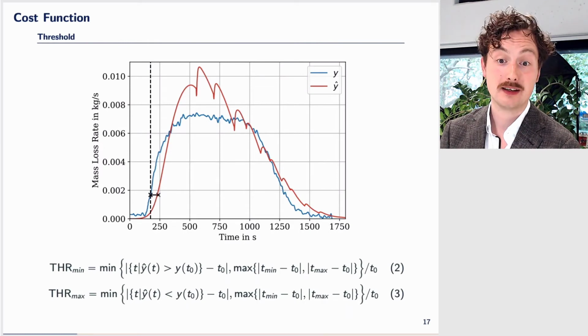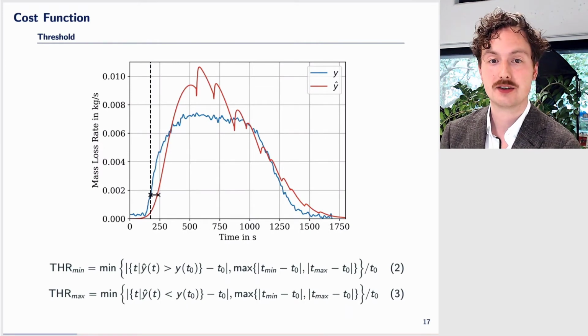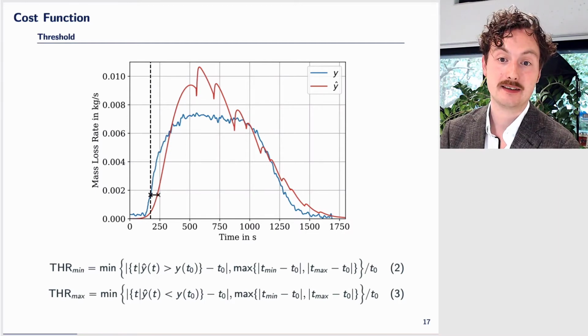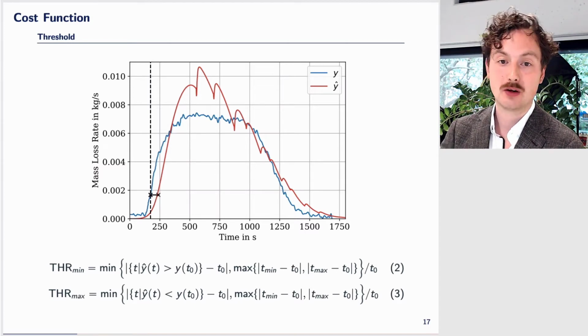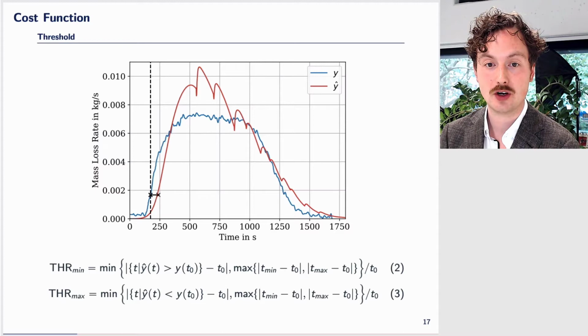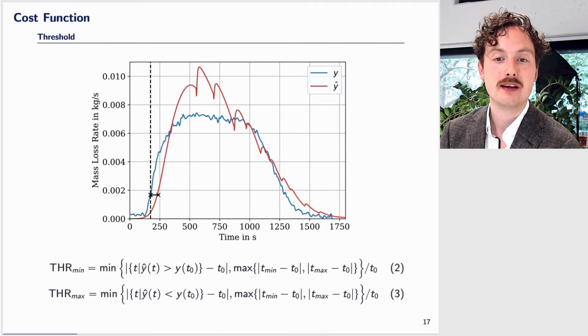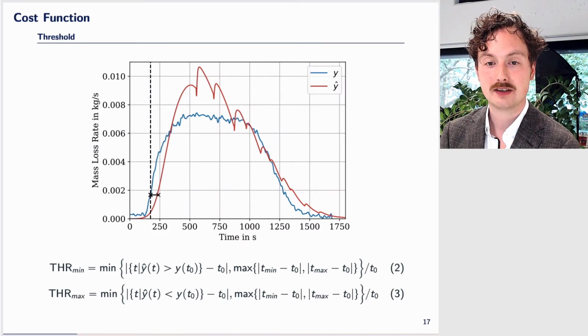The threshold method is quite similar to the single point approach. The first time y hat of t exceeds or goes below y of t0, the threshold value is used to calculate the normalized distance on x-axis between these 2 values. If the condition is never met, the assumption is that always the largest difference is applied. Such a cost function could be used for time of ignition, for example.